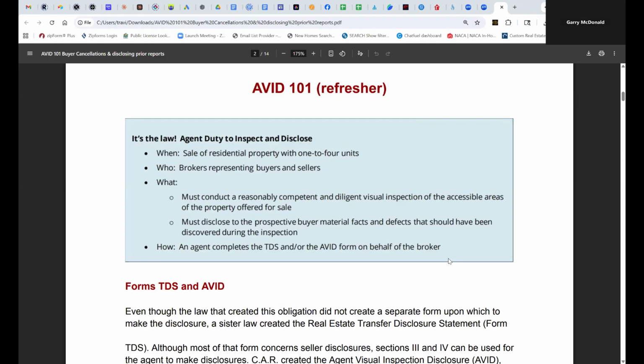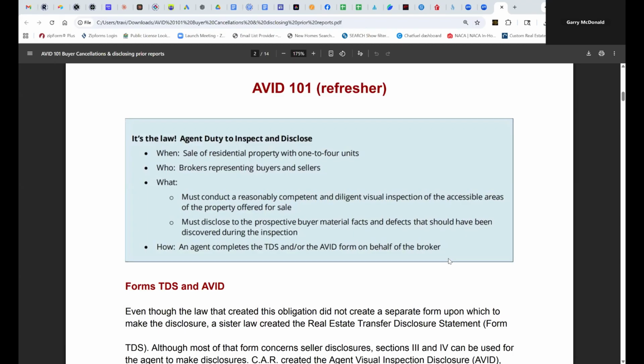Agent duty to inspect and disclose when sale of residential property 1 to 4 units. If you are representing somebody on a residential property 1 to 4 units, a visual inspection is required by law. Who? Brokers representing buyers and sellers. So you have to do one on both sides. If you're the listing side, you have to do one. If you're on the selling, or buyer side, you have to do one. If you are dual agency, you just need to do one. You don't need to do both.